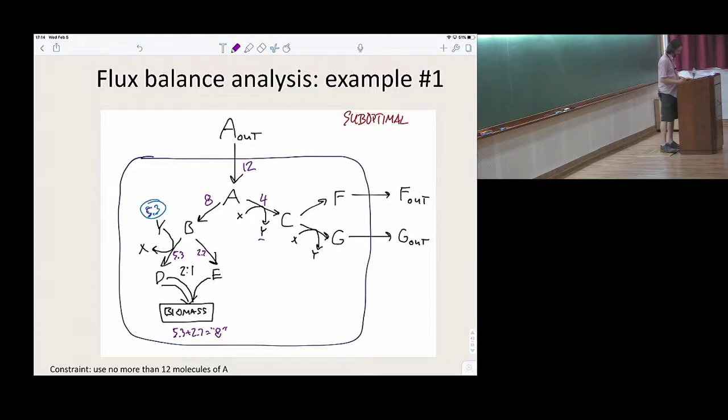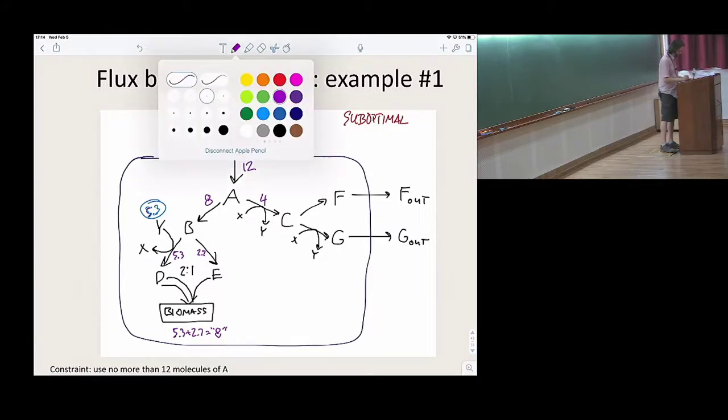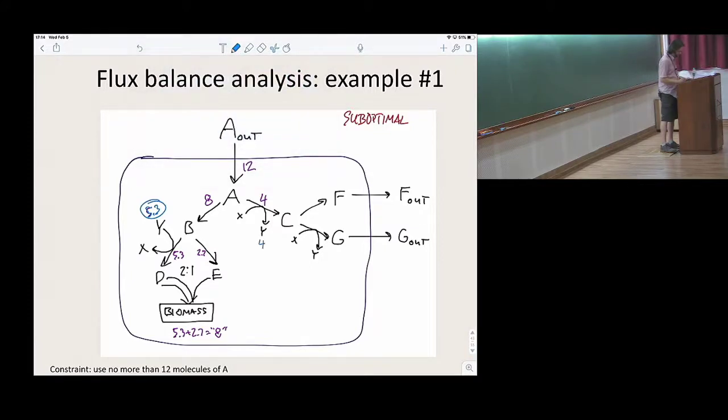What happens this way? This will give us 4. That's kind of great, because before we were only sending 3 there. So that first step is actually giving us more. But we only need 5.3. So how much do we send each of the other two?